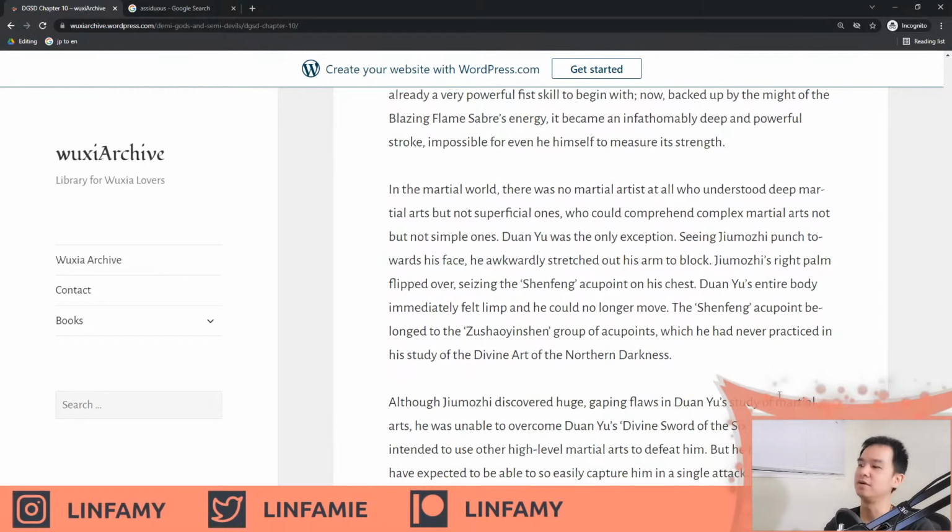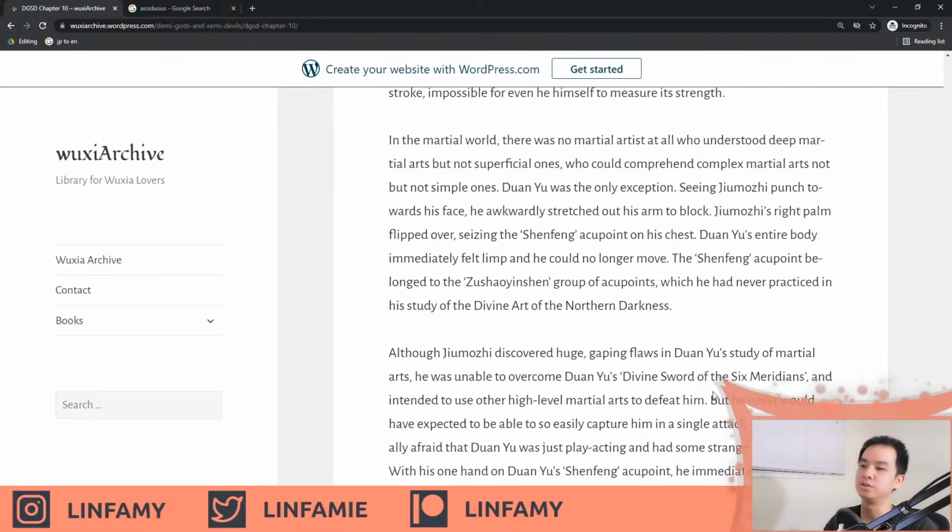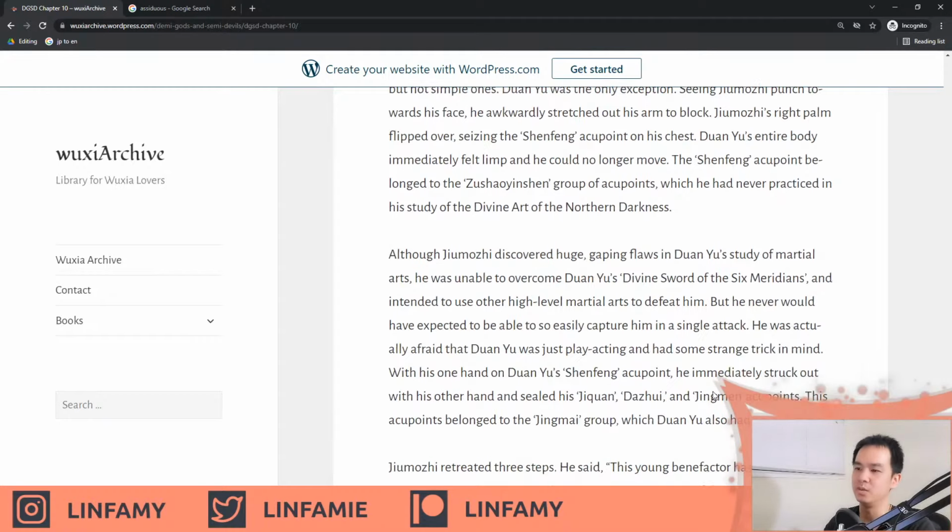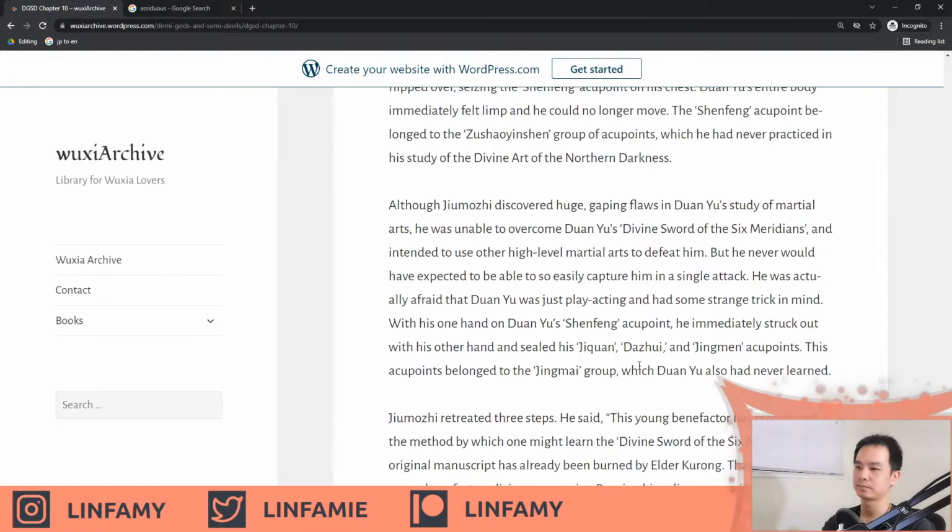The Shun Feng acupoint belonged to the Zhu Shao Yin Shen group of acupoints, which he had never practiced in his study of the divine art of the Northern Darkness. Although Jiumozu discovered huge gaping flaws in Duan Yu's study of martial arts, he was unable to overcome Duan Yu's divine sword of the six meridians, and intended to use other high-level martial arts techniques to defeat him, but he never would have expected to be able to so easily capture him in a single attack.